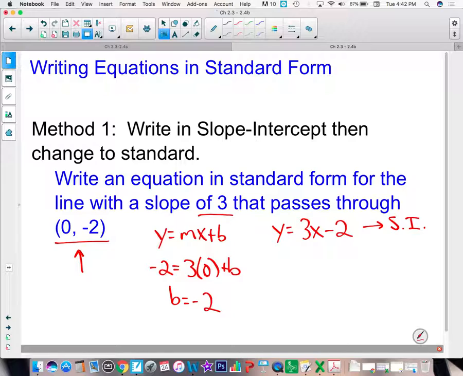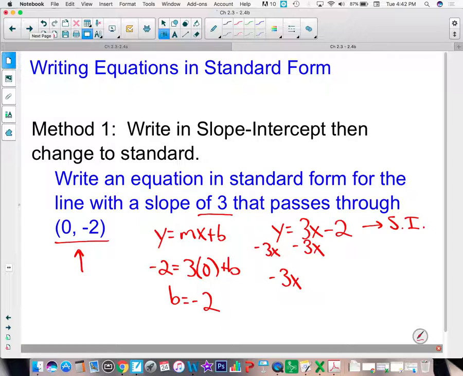We have to change it to standard. So you can look back at your notes so we can remember what we need to do to get it into standard form. Well, we have to have x and y on the same side. x has to be positive and no fractions. So that means this has to move over. When we move that over, you can see that it's going to become negative, because we're going to have to subtract it from both sides. So it turns into -3x plus y equals -2.